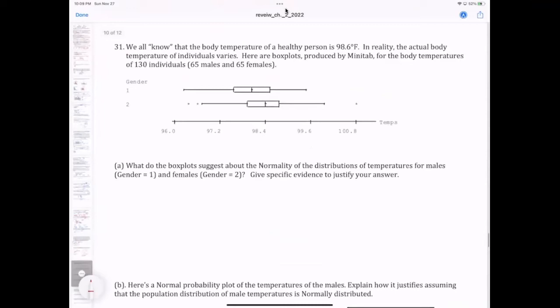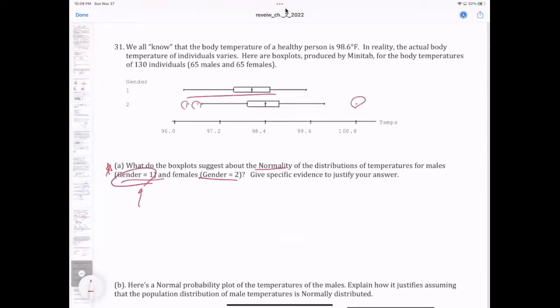All right, so number 31, what do the box plots suggest about the normality of the distribution? I really personally do not like the answer for part A, just because it's a box plot and we can never really tell the shapes. But if you have to pick between gender 1 and gender 2, gender 1 is the winner here because of all these outliers on either end.